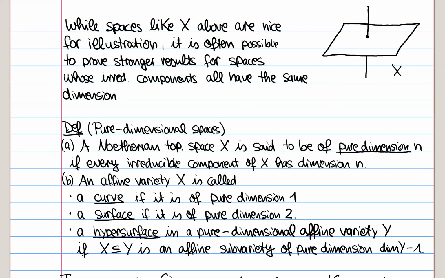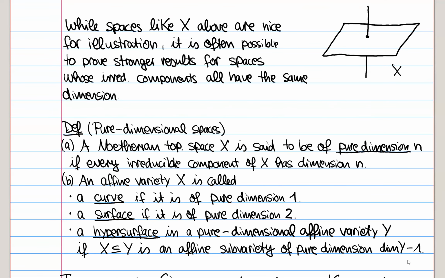And then these were names for specific dimensions, but also you can give a name for something of a specific codimension. Namely, you can say this affine variety is a hypersurface in a pure dimensional affine variety Y if it's a subvariety and it is of pure dimension one less than the ambient variety. So hypersurface means it's not necessarily a surface, but it means it is a variety of pure dimension exactly one less than the ambient dimension.